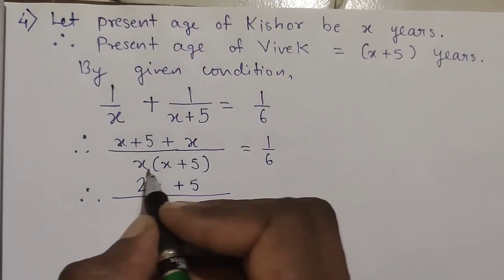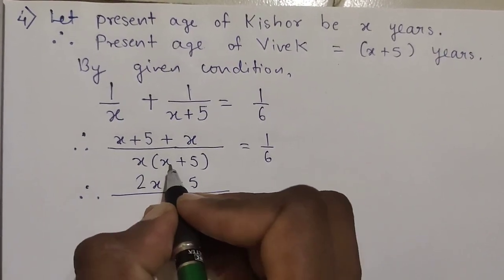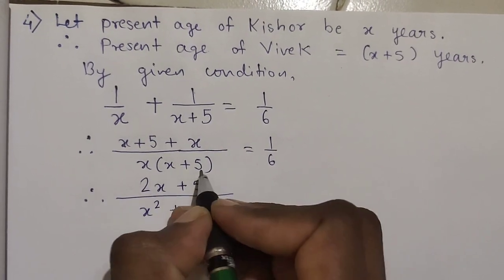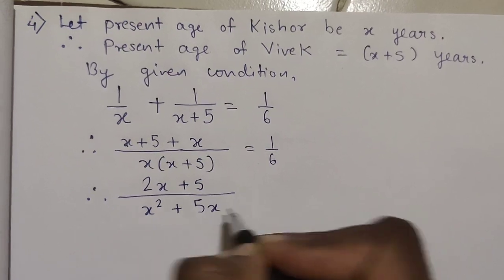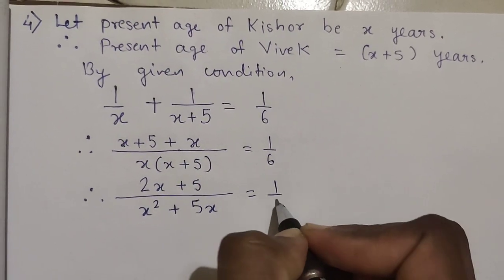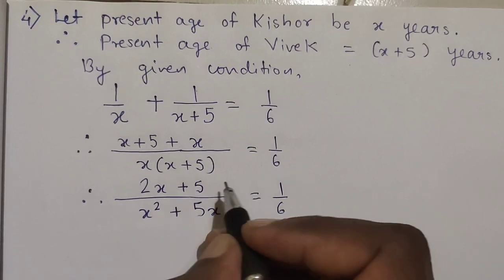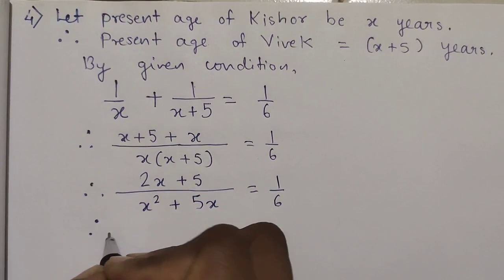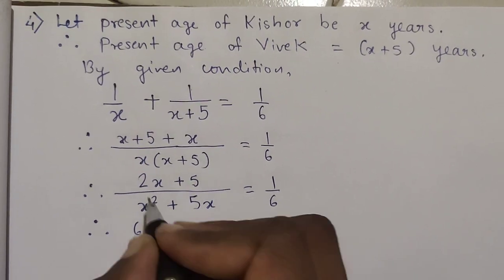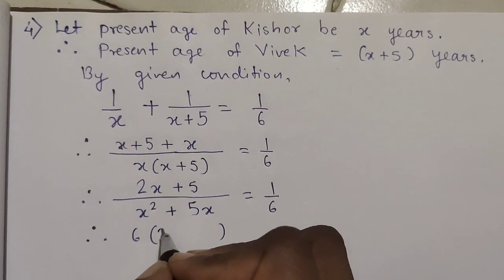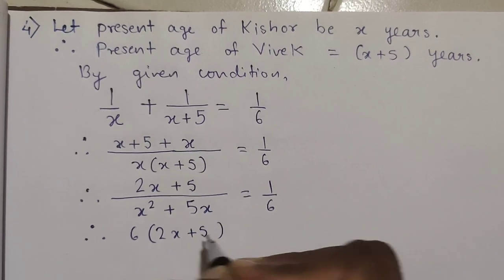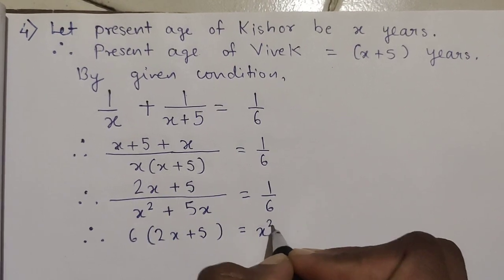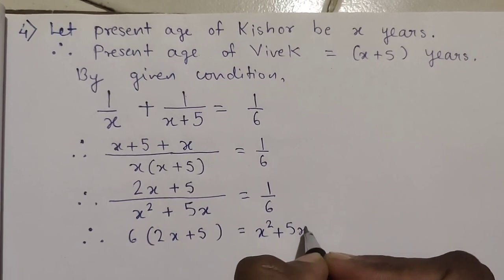Now here do the multiplication of these two. So X into X gives you X square, plus X into 5 gives you 5X, is equal to 1 upon 6. Now in the next step you are going to do cross multiplication. That is 6 into these two, bracket 2X plus 5, is equal to 1 into the same thing, that is X square plus 5X.